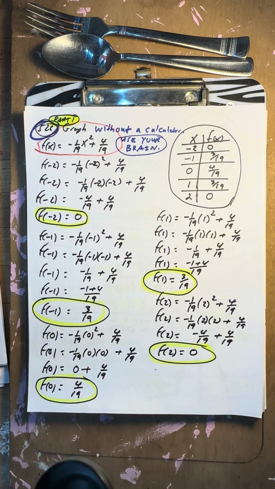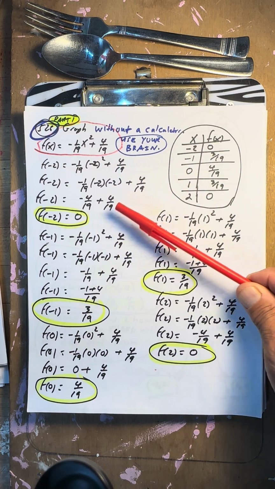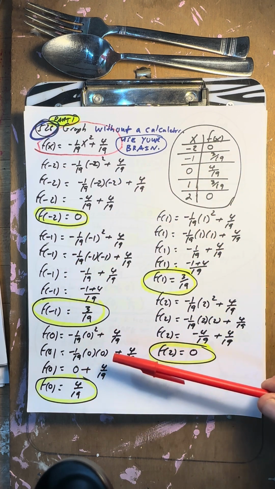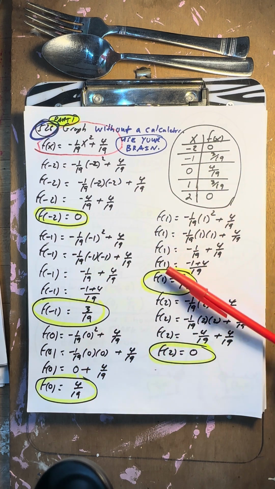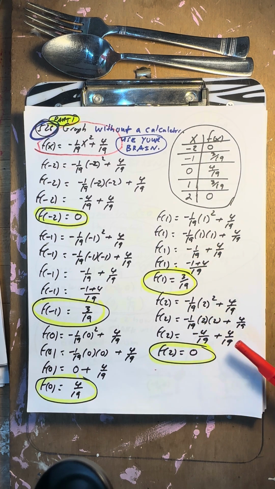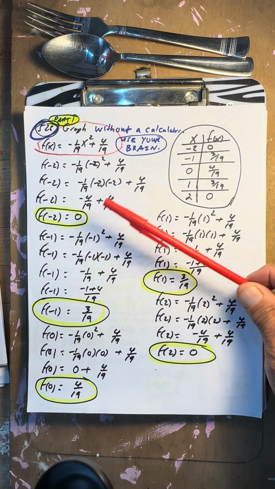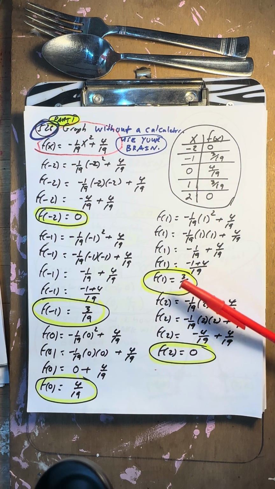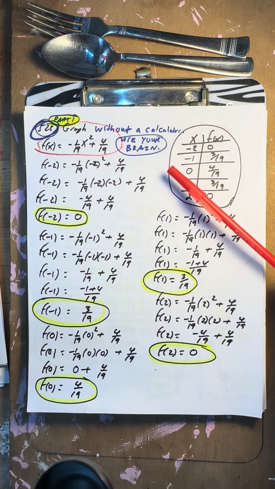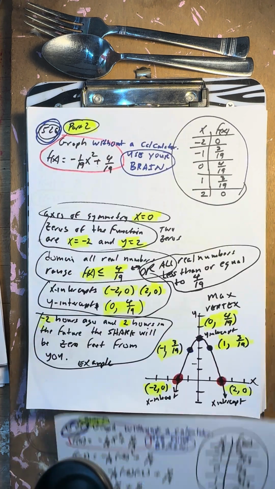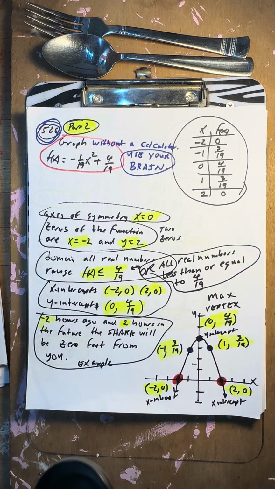Again, without a calculator, use your brain. You're going to have to do all these calculations the long way. After you do all these calculations using your brain, you're going to get all these points right here. And what are we going to do? Graph them, of course. Once you graph them, it's going to look like this.